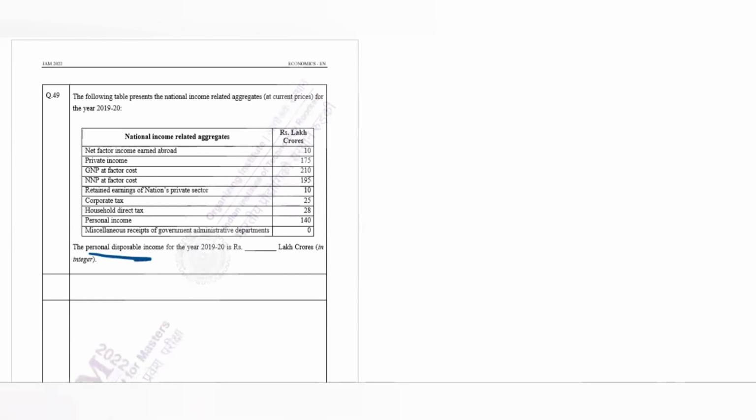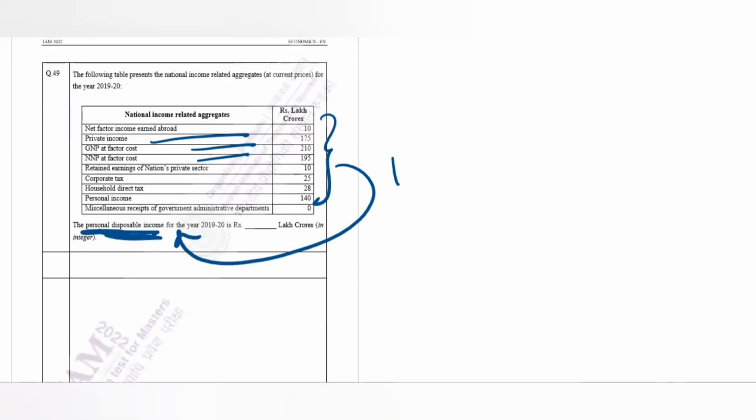Now they're just asking you the formula. So they're just asking you about personal disposable income, and you are given the private income, the GNP, NNP, etc. And this is asking you for the personal disposable income from here. So simple question using your concepts of class 12th and first year of economic honors.